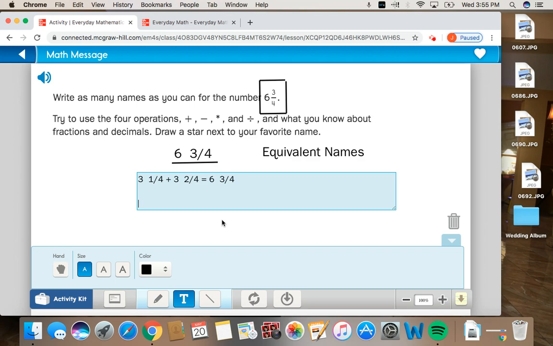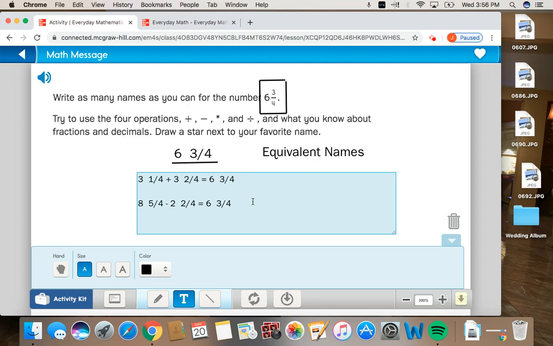I also thought of a way to do this by using subtraction. One that I came up with was 8 5/4 minus 2 2/4. So I'm going to subtract my whole numbers. 8 minus 2 gives me 6 wholes. And if I subtract my numerators, 5 minus 2 gives me 3, and I can leave my denominator the same. 6 3/4, again, as my answer.